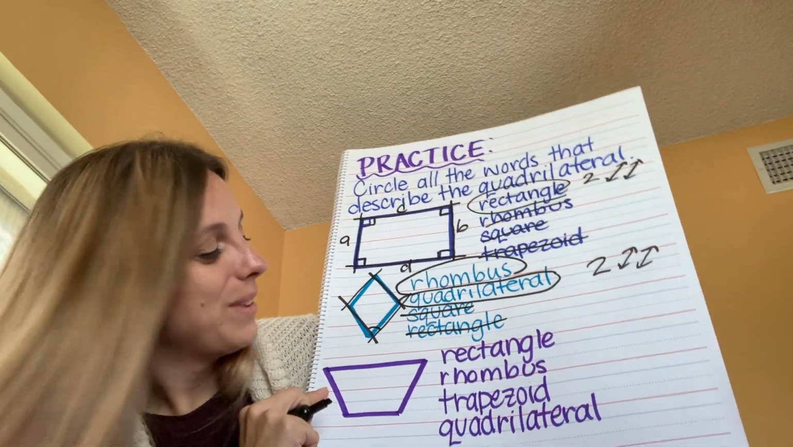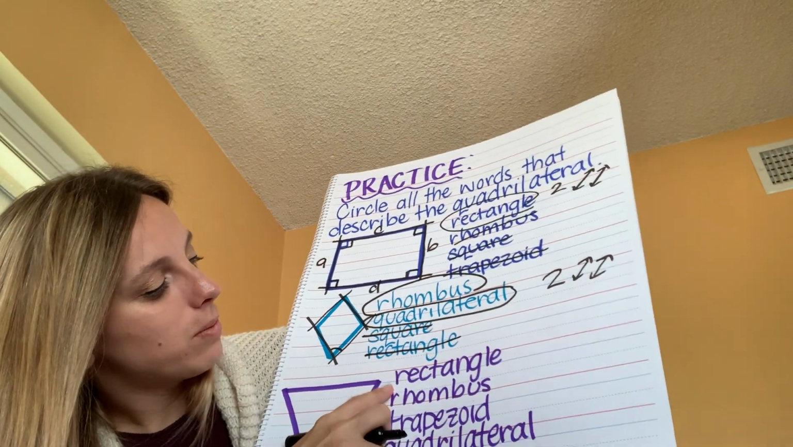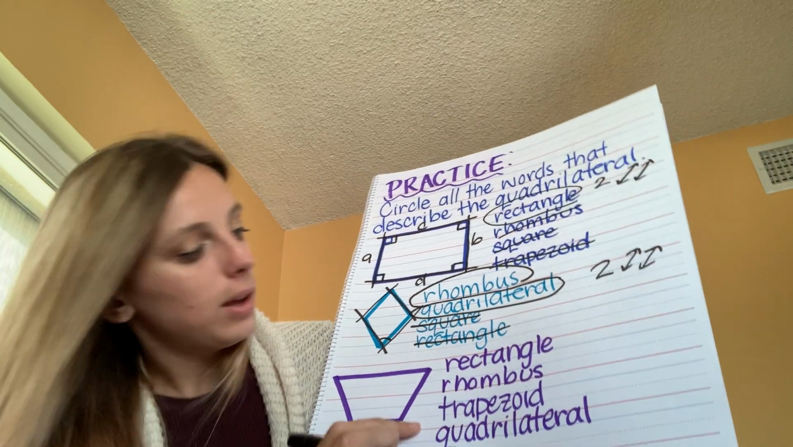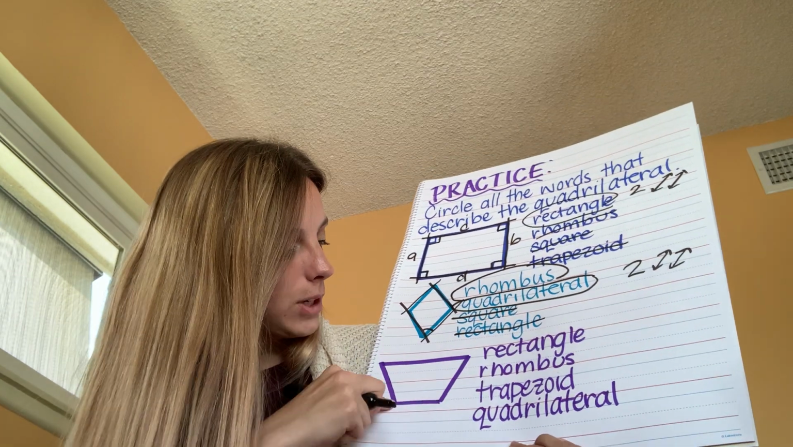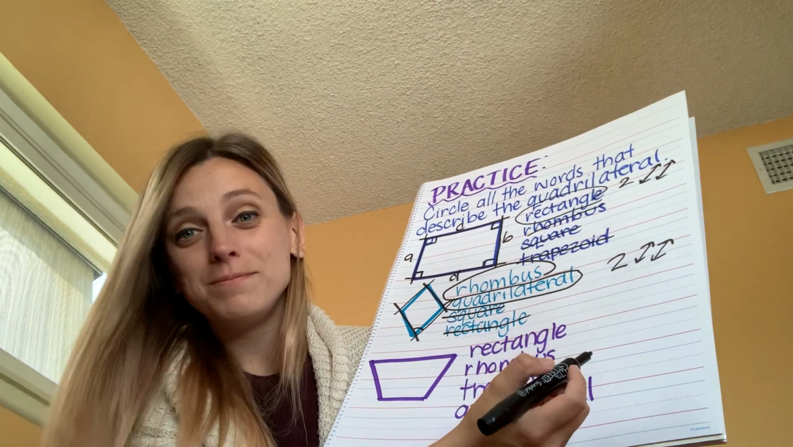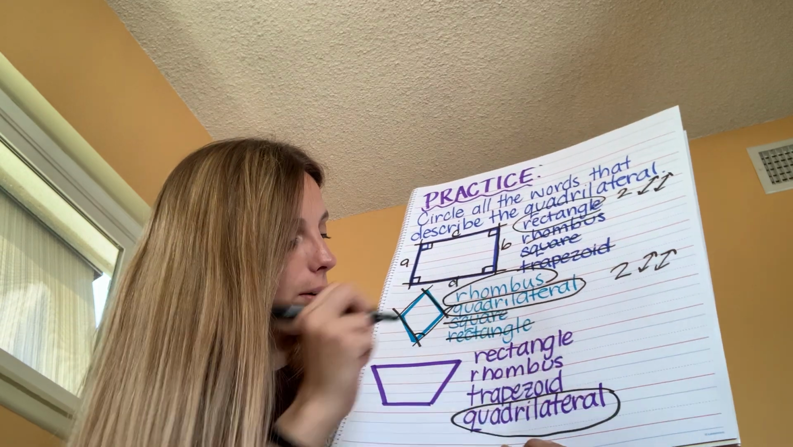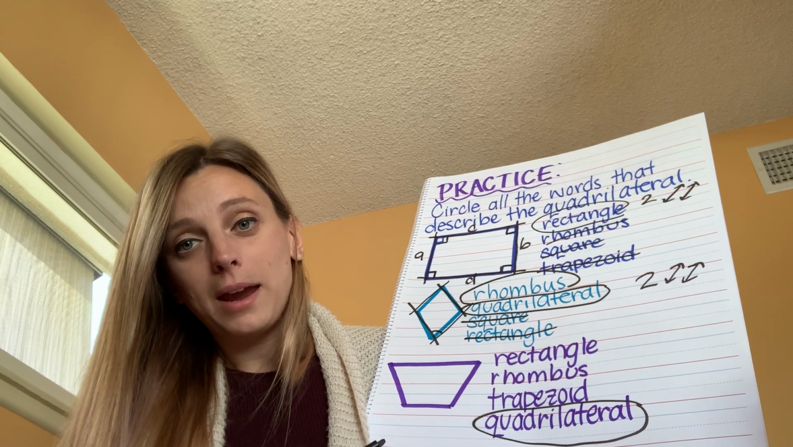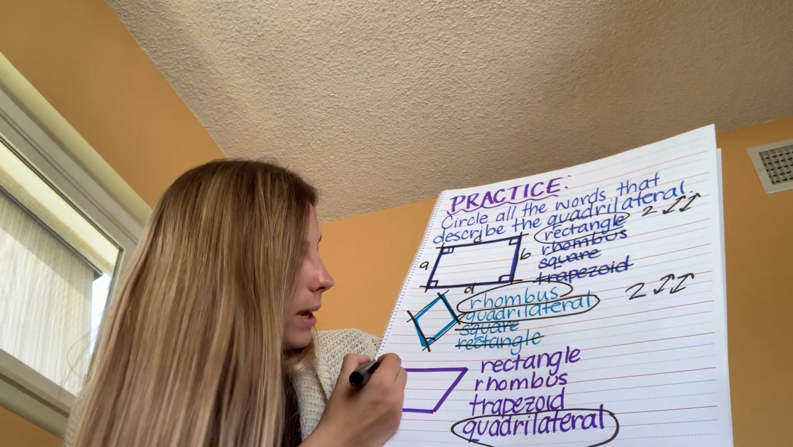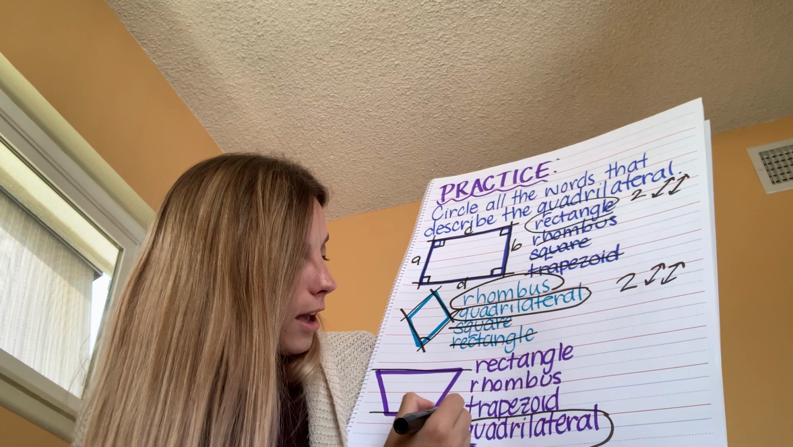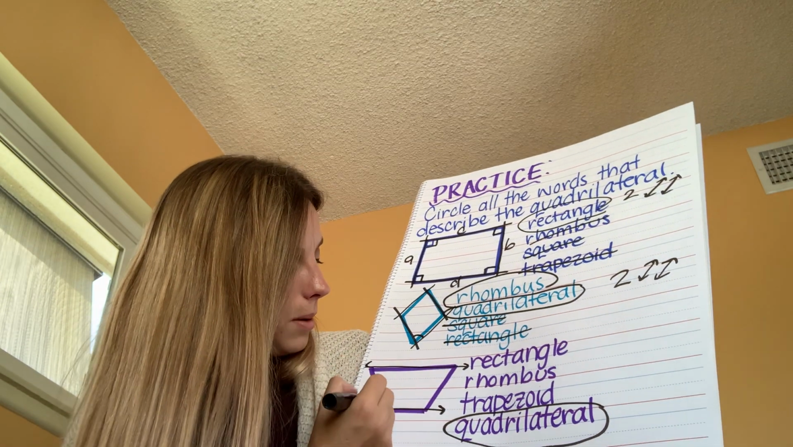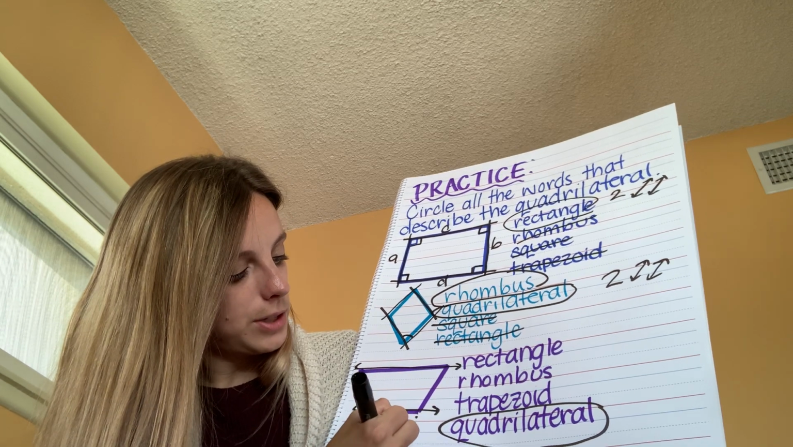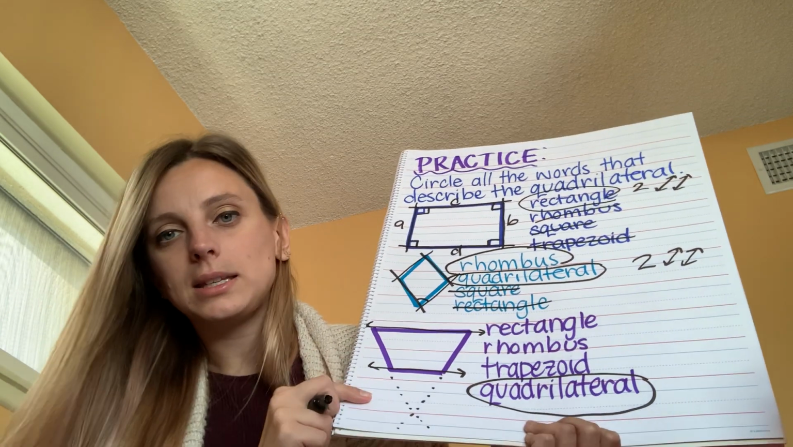All right, last shape. So we have our terms. It can be a rectangle, a rhombus, a trapezoid, or a quadrilateral. Well, quadrilateral is the easiest one to check. Let's count the sides. 1, 2, 3, 4. It's a quadrilateral. All right. Next, let's take a look at how many parallel pairs of lines make up this shape. So I can see that here I have a set of parallel lines. But if I look at these two lines, they would eventually intersect.